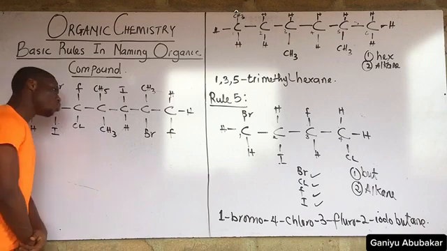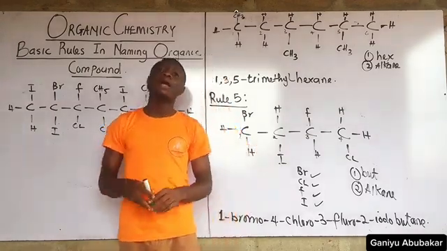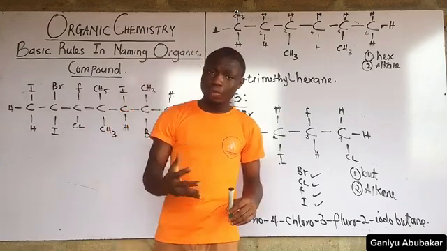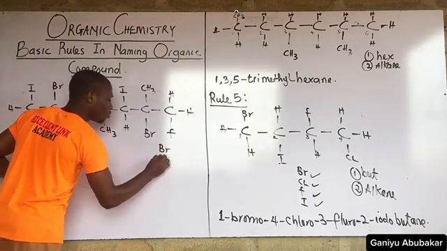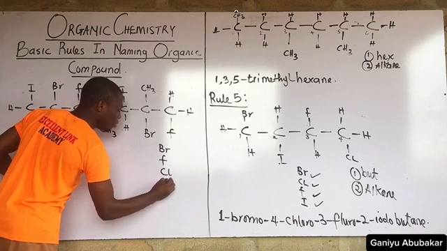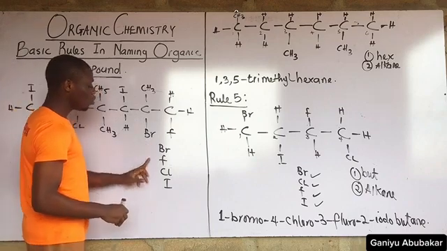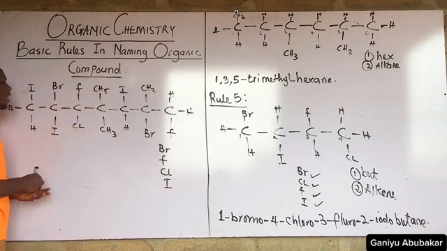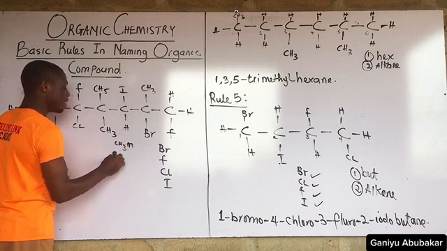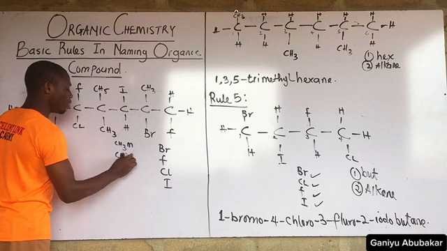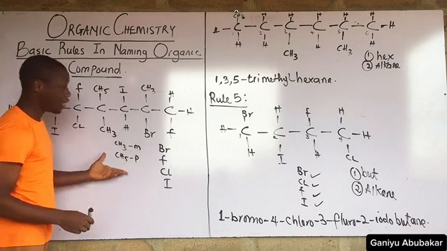We said when naming an organic compound that contains both organic and inorganic substituents, the priority is to start with the inorganic substituent. For the inorganic substituents here, I have bromine, fluorine, chlorine, iodine. We said name them in alphabetical order. For the organic substituents, I have methyl, right? Methyl, that's CH3, and that's propyl. So I have methyl and propyl as my organic substituents in this compound here.